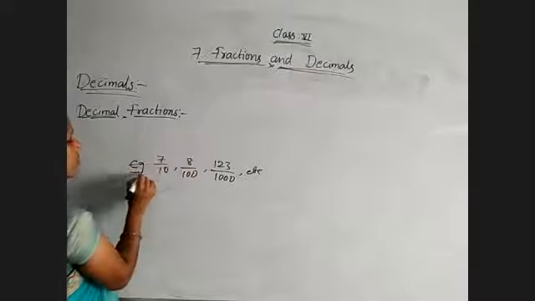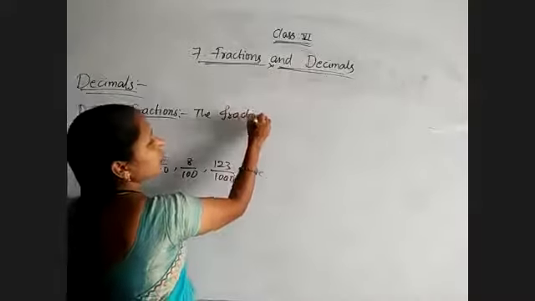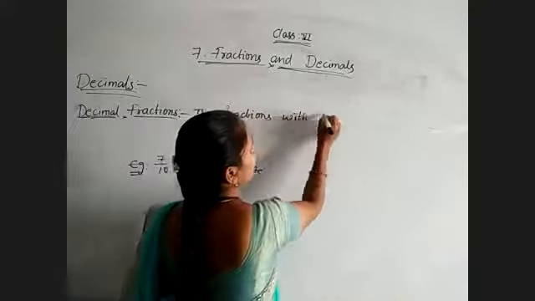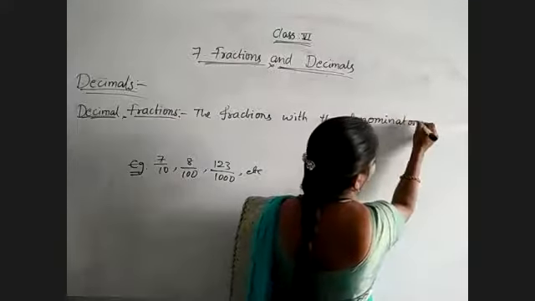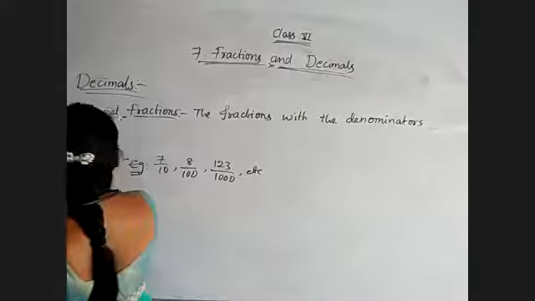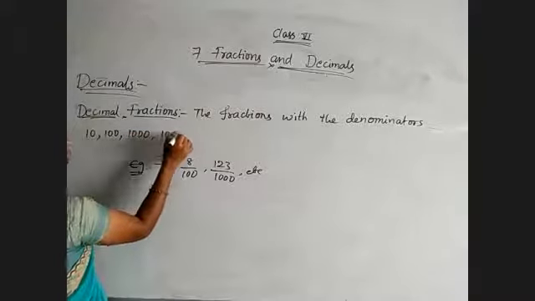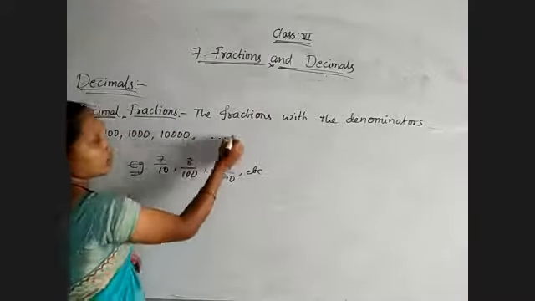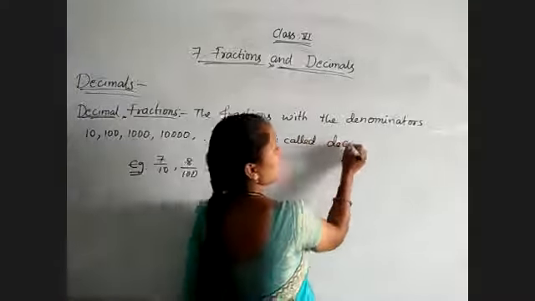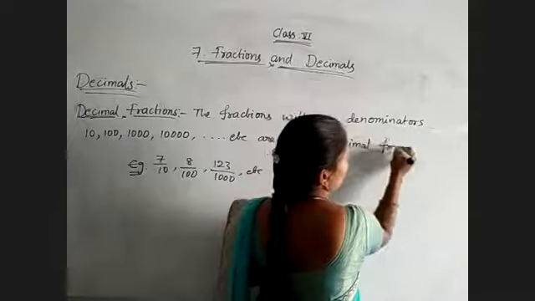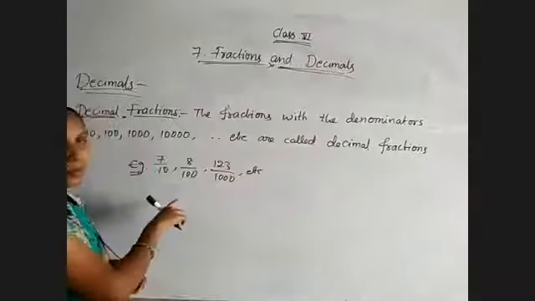These are the examples for decimal fractions. So the fractions with the denominators 10, 100, 1000, 10,000 and so on are called decimal fractions, not decimals. Decimal fractions are fractions only, and this type of fractions are decimal fractions.